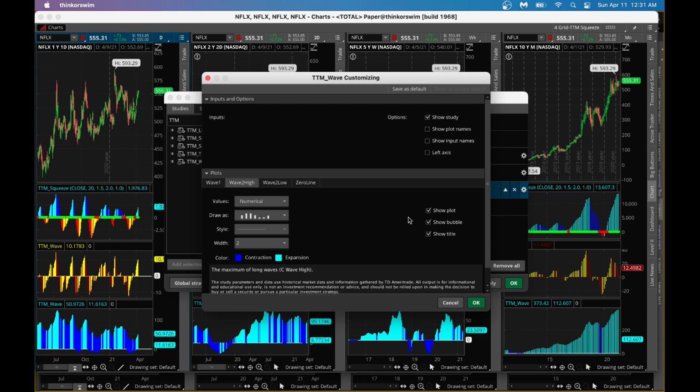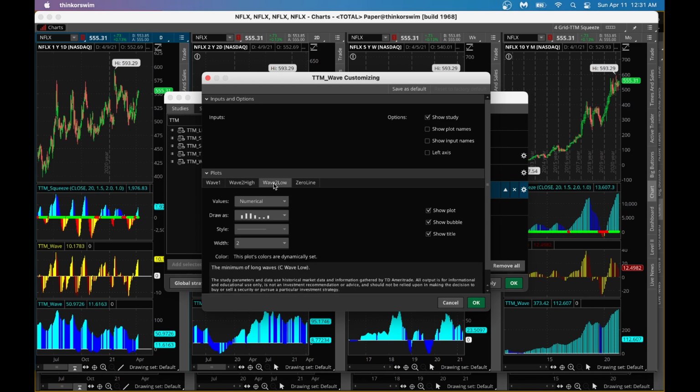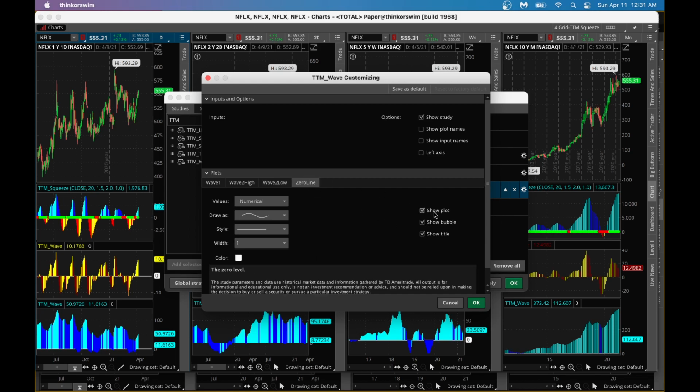In the wave 2, I got show plot, show bubble, show title, and same story. Wave 2 low, I got the same thing, show plot, show bubble, show title. Zero line, same thing. So for the C wave, which is right here, we are looking at wave 2 high, wave 2 low, and we don't want wave 1, which is right here. So that's how you add the waves.